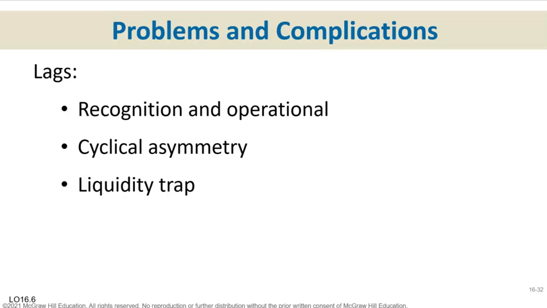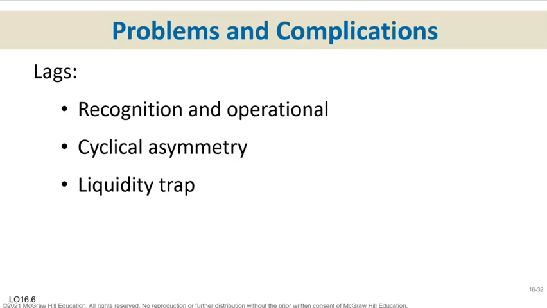The last problem is called a liquidity trap. And this means that the tools that the Fed uses to increase the money supply are not always as effective as they hope that they could be. And that is because the Fed can increase the amount of excess reserves at the banks, but they cannot force the banks to lend out their excess reserves.